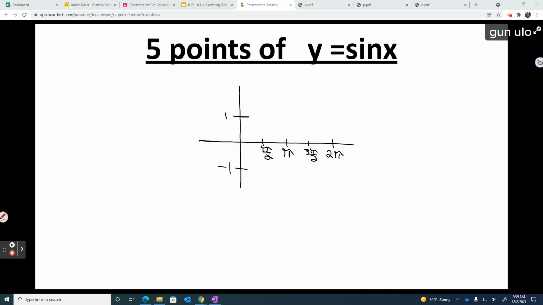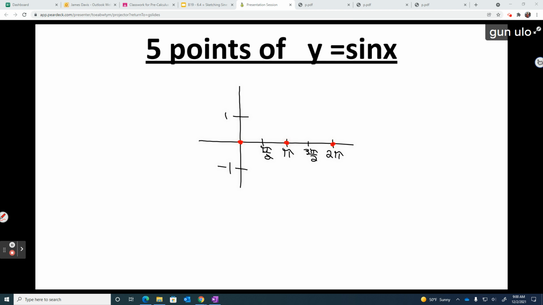What would be the first point we should put? 0. Yep, 0. And what I like to do is just do all the ones along the midline, or the middle, first. So 0, 0, and then where would be the next one along here? Pi. Okay, pi, and 2 pi, yep. So those 3 are always going to be in line for sine. Just as a general note in your notes, it's helpful. You don't have to write it down, it's up to you.